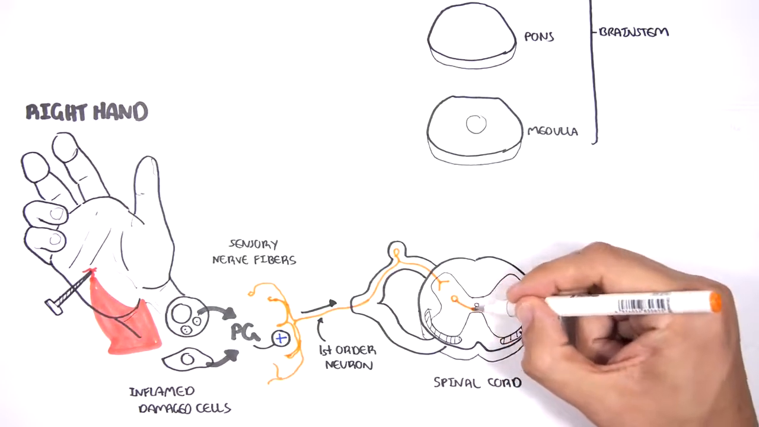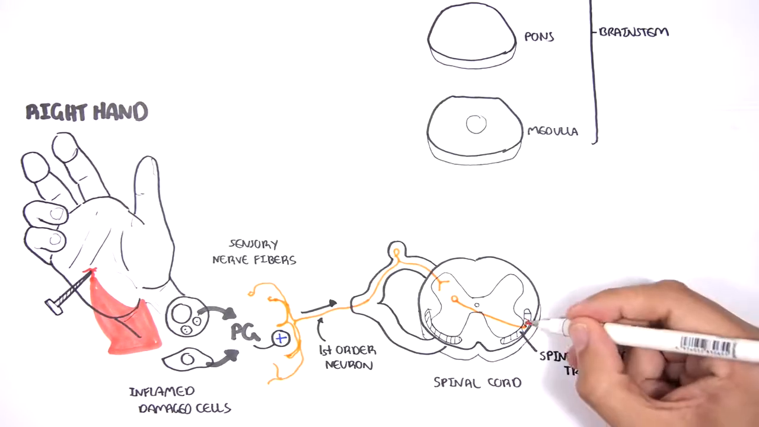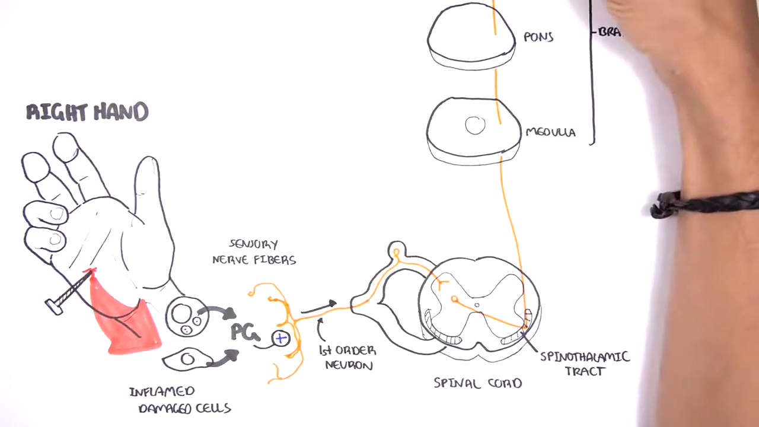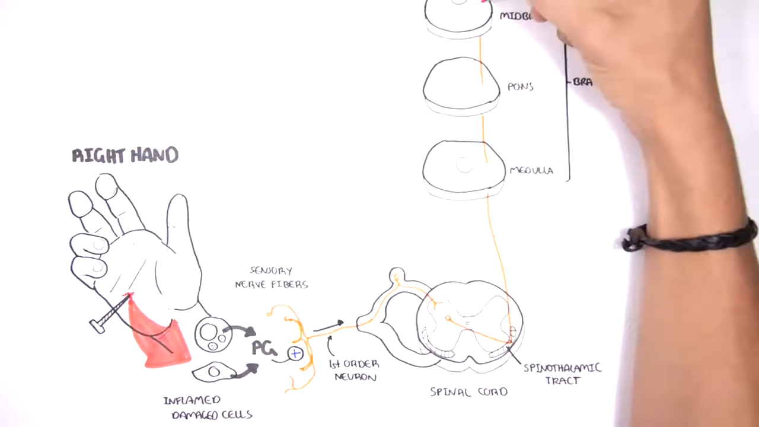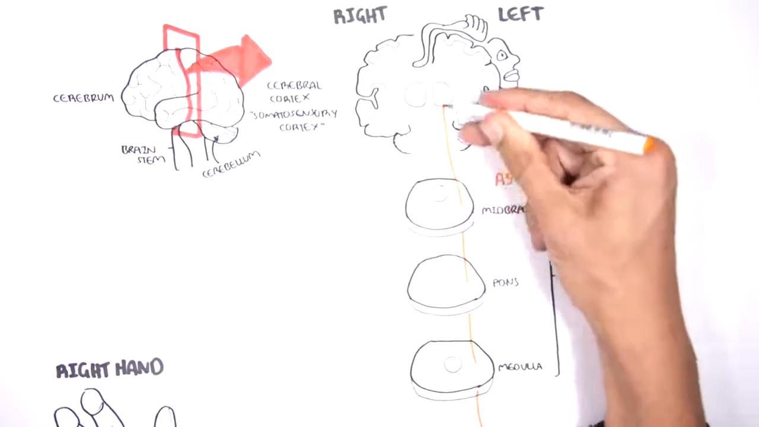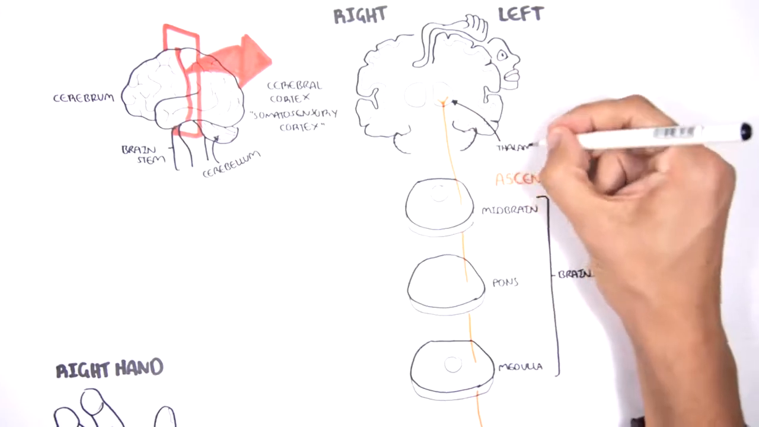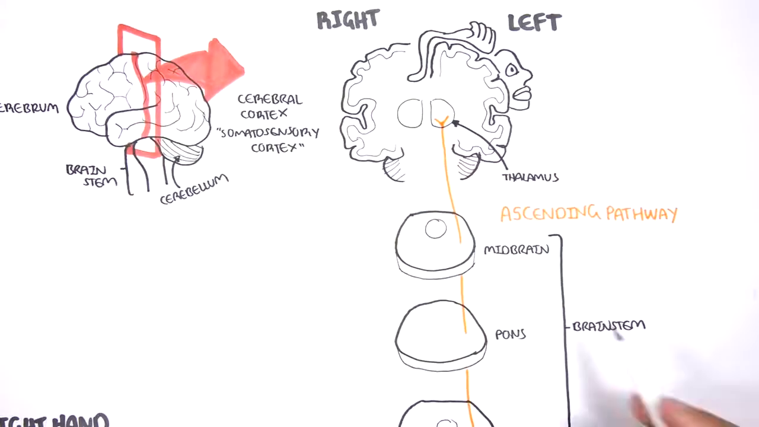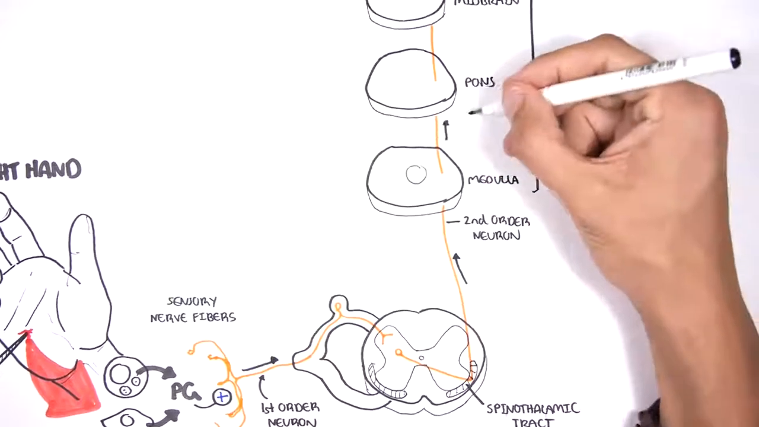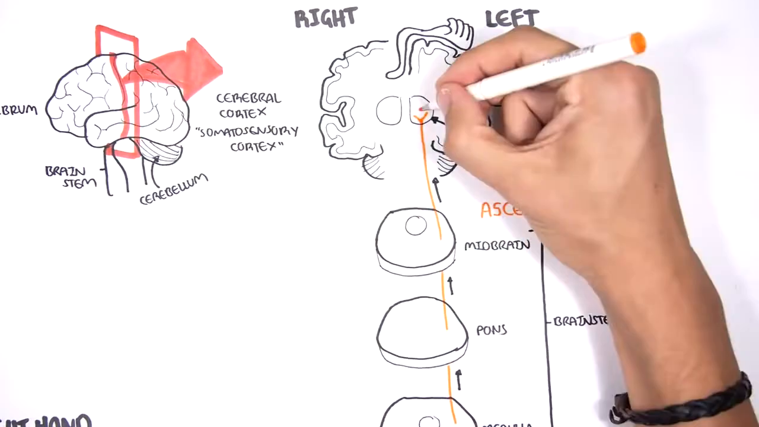This second neuron, called the second-order neuron, will cross over to the opposite side and will enter the spinothalamic tract. From here, the second-order neuron will continue up, ascending through the remaining spinal cord, through the brainstem, and terminate in the thalamus of the brain. The thalamus is the relay station. In the thalamus, the second-order neuron will synapse with a third-order neuron.